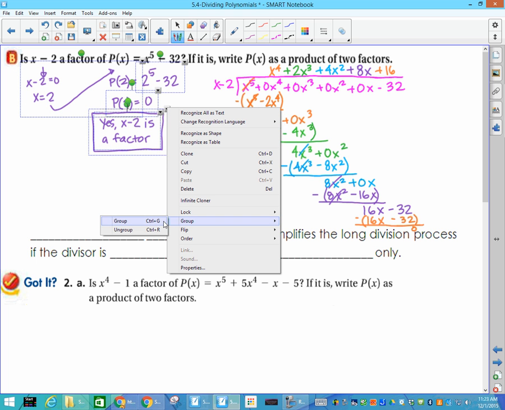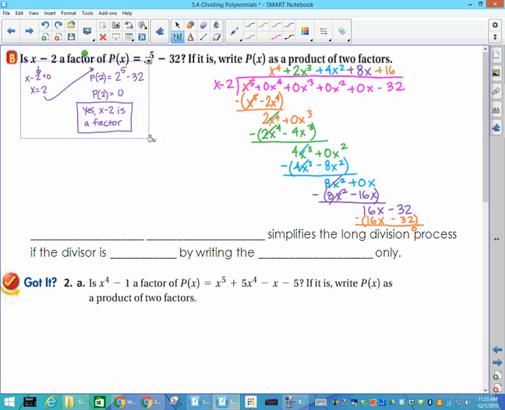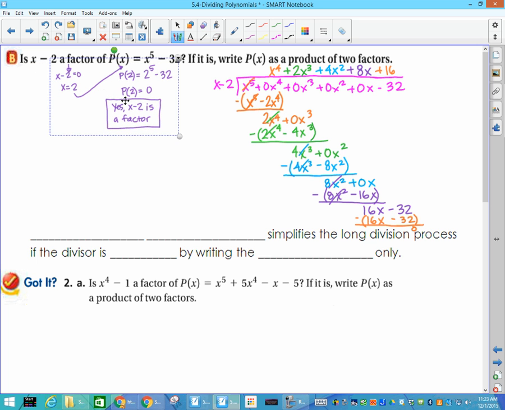Okay, I have to write it as two... Oh, then my little thingy doesn't work out. There we go. I have to write it as a product of two factors. So to write that answer, okay, there's one factor. So p of x is equal to x minus 2 times x to the fourth plus 2x cubed plus 4x squared plus 8x plus 16.